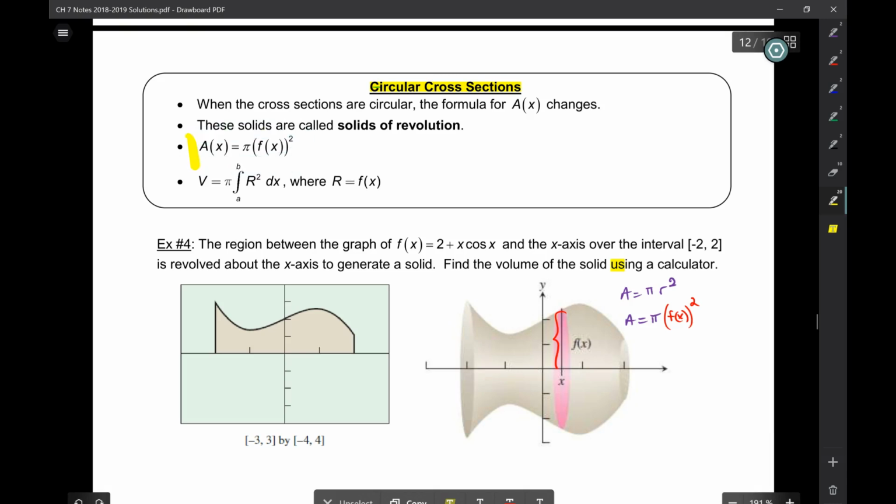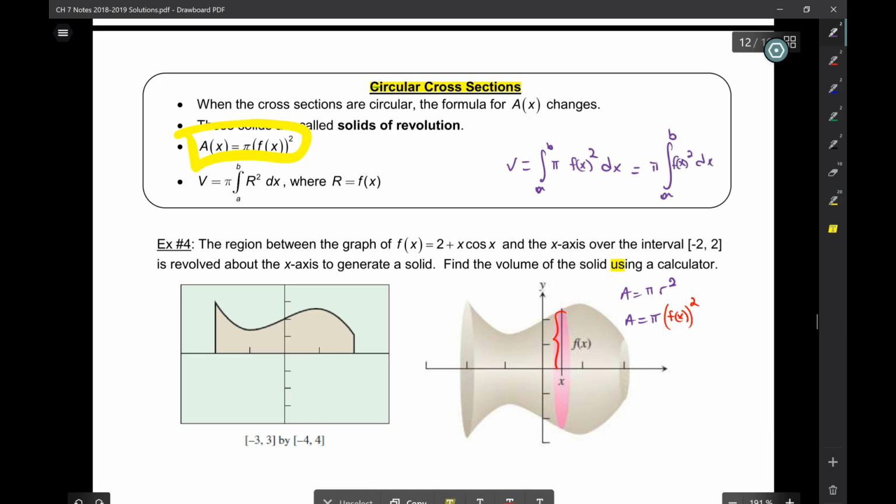And then the volume, I'm trying to get the volume here. The volume is going to be from A to B, pi, this is the region, f of x squared. So we're always going to just say volume is from A to B, pi, f of x squared dx, but we always put the pi outside. So it's pi times the integral from A to B of f of x squared dx.